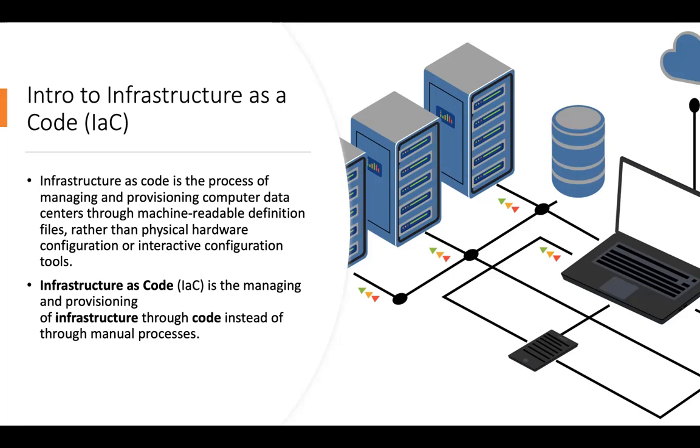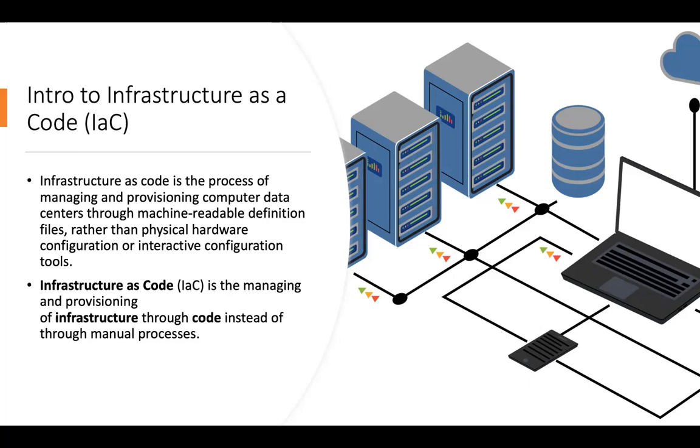They set up the security group. They will do the VPC, subnet. It's a lot of setup they have to do to make everything work together in a secure way at a large scale. So infrastructure as code is a process of managing and provisioning computer data centers through machine-readable definition files rather than physical hardware configuration or interactive tools.